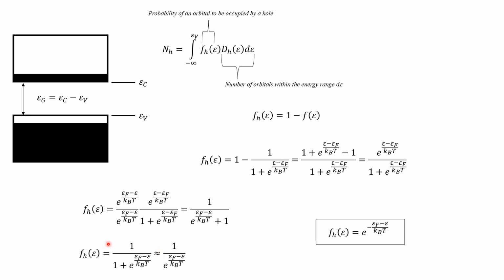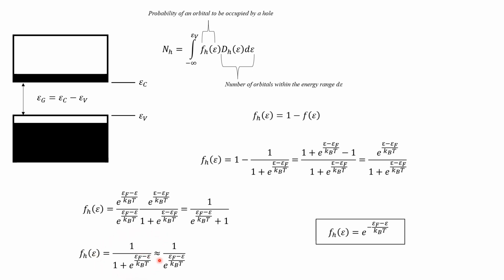It's instructive to compare the expression we obtain with the expression for the Fermi-Dirac distribution. So notice that they are almost identical. The only difference is that in the Fermi-Dirac distribution we have energy minus Fermi level, and here we have Fermi level minus energy.